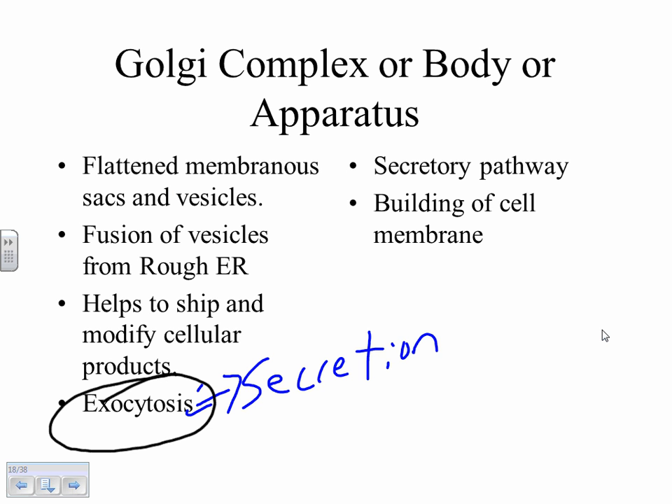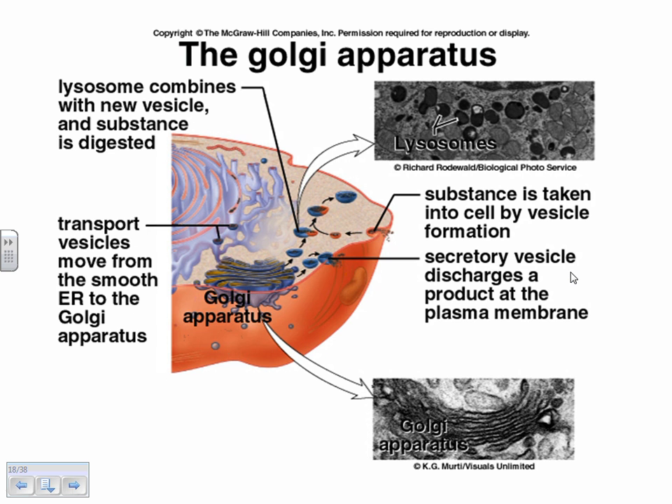Out of the cell. The Golgi body or Golgi apparatus sends things out of the cell to another cell. Sometimes we call that secretion. Its job is to move things out of the cell. This is basically one of the last parts of what we've been calling the endomembrane system. And I want to show you how that works.